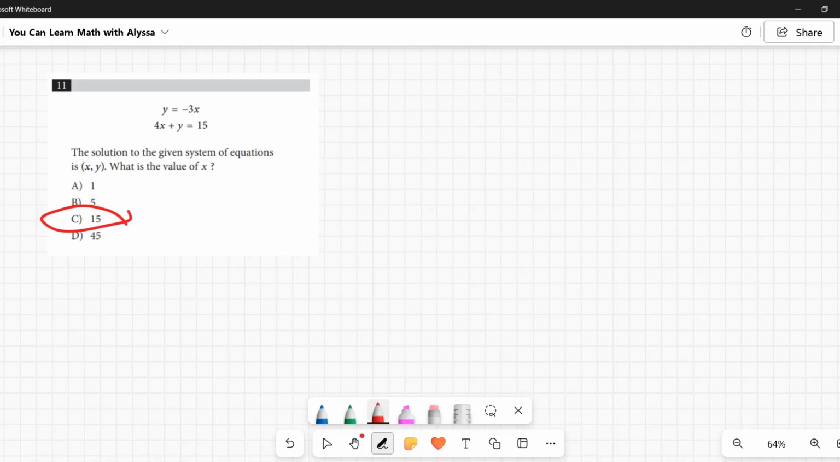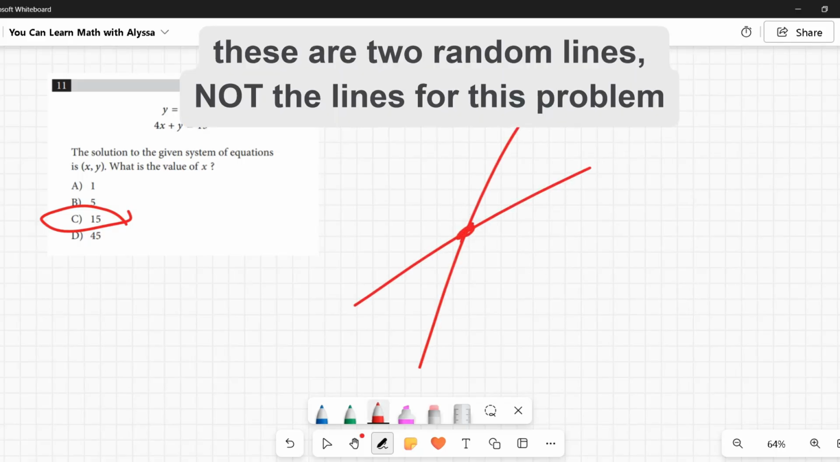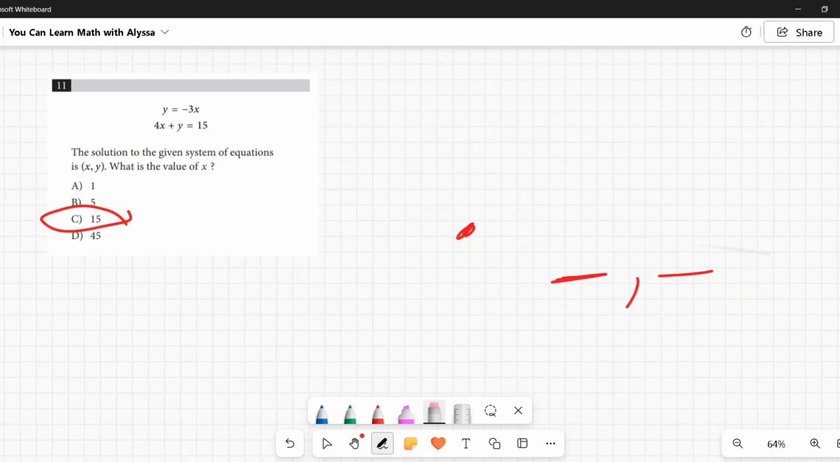For graphing, you'd draw your two lines, look for the point of intersection, and then get the x value from that point, because that is what you need. And that's it. Either way, you're going to get C, 15.